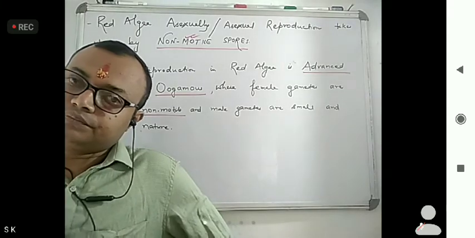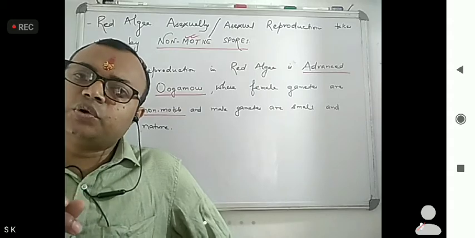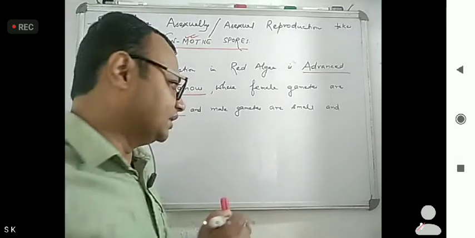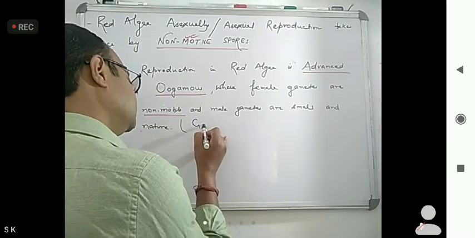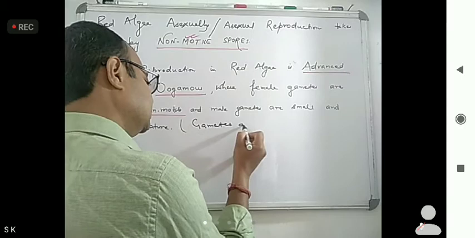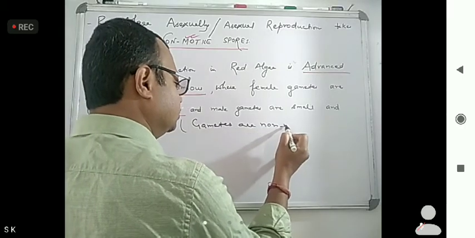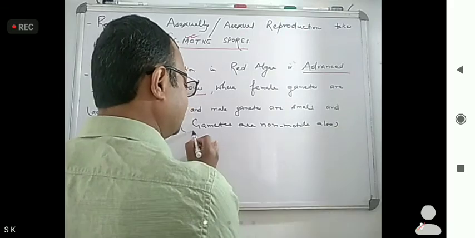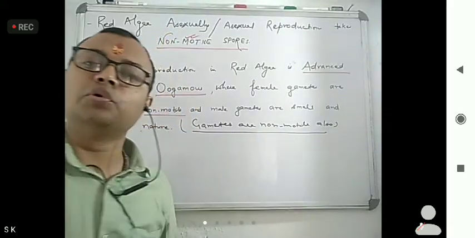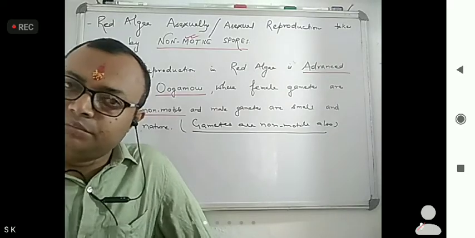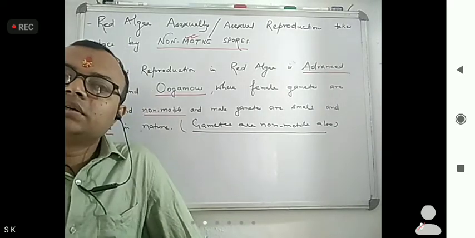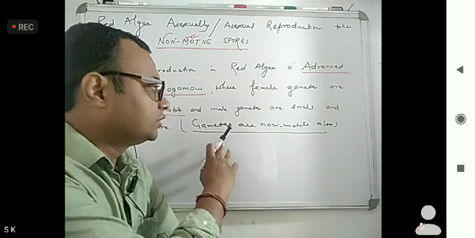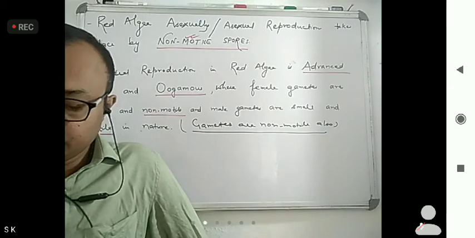Okay. Now, sometimes what happens? Both gametes are non-motile sometimes. So gametes are non-motile also. Okay, gametes are non-motile means both the male and female gametes are non-motile. Some are having male gametes motile in nature. So this is regarding sexual reproduction.